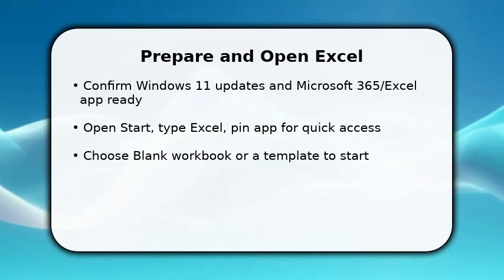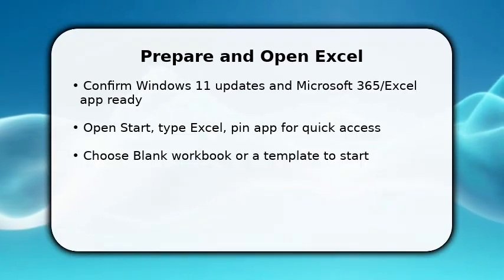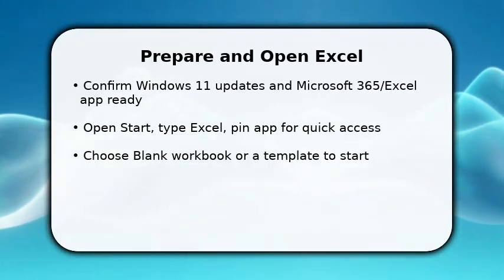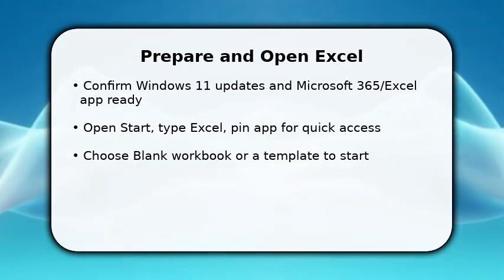Make sure autosave is on if you're using OneDrive, otherwise save locally with Ctrl+S. Now set your default font and column widths quickly so every new sheet matches your needs before adding data.